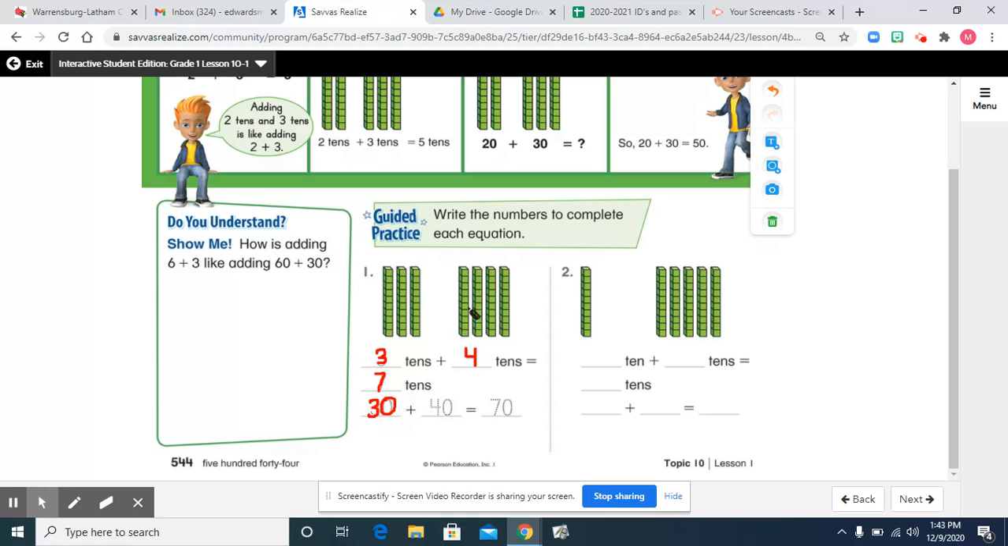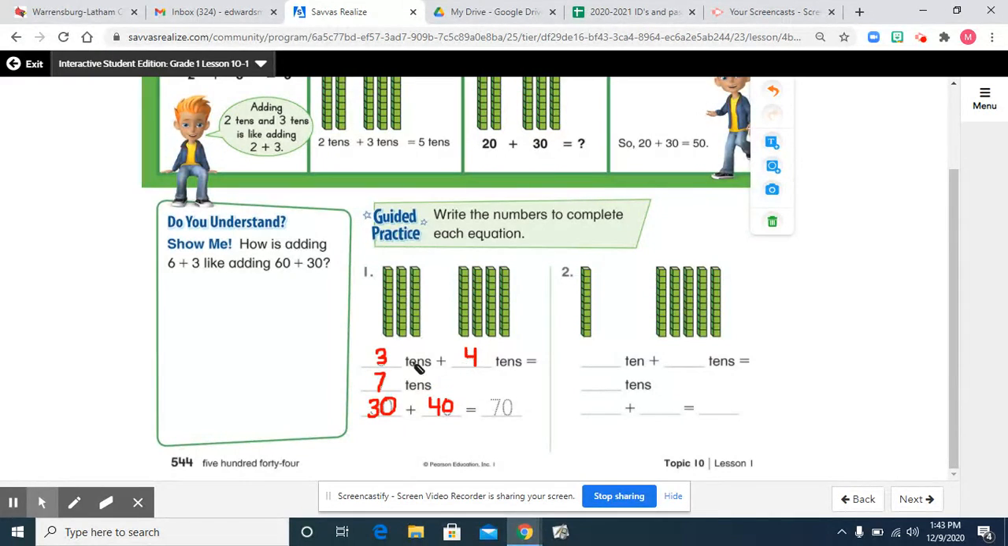Plus, okay, there are 4 tens here. Let's count by tens again. 10, 20, 30, 40. So 4 tens is actually worth 40. So trace the 40. Now, like we did on the other page, we knew what 3 plus 4 was.